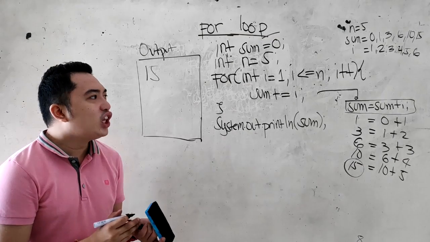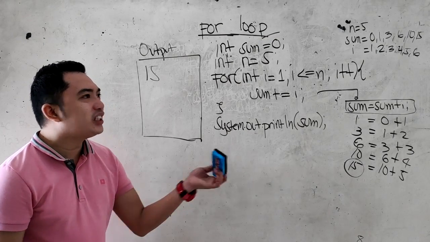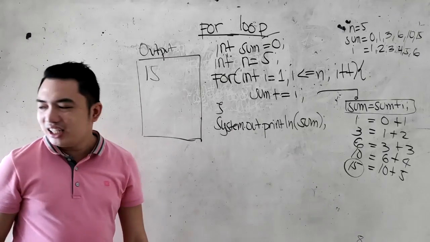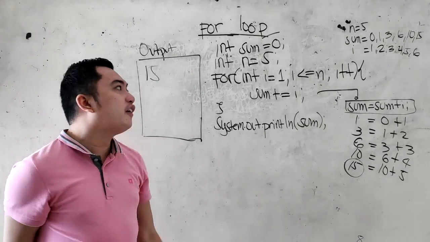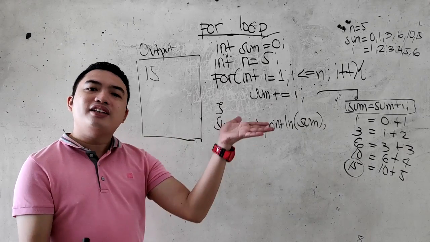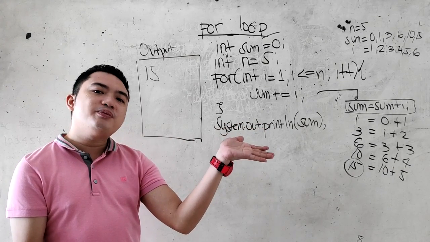So that is our practice problem and tracing the output here. So we will be having a coding for our for loop. So this is the practice problem of our for loop.